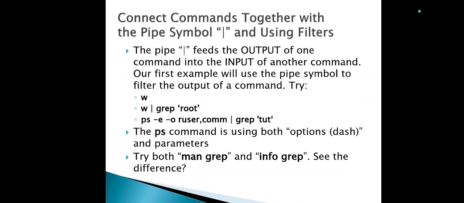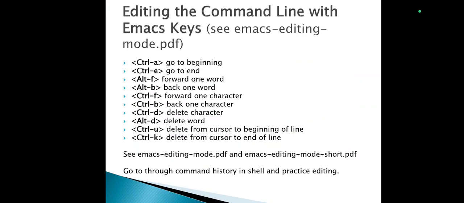Connect commands together with the pipe symbol using filters. The pipe feeds the output of one command into the input of another command. Our first example will use the pipe symbol to filter the output of the command. ps -e -o, pipe symbol, grep root. The ps command is using both options with a dash and parameters. Try both man grep and info grep. See the difference. Editing and command line keys.